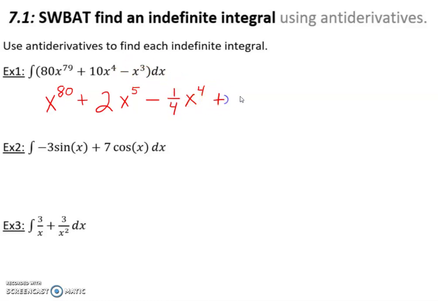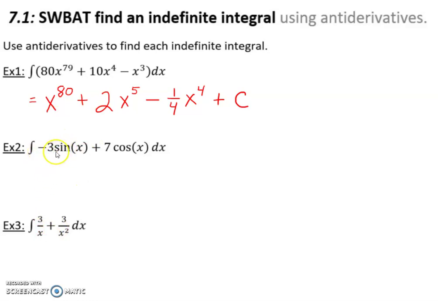All indefinite integrals, we put a plus c at the end because there could have been a constant that when derived disappeared. So this is our integral. You can check it, of course, by deriving what we got to make sure that it comes out to the same thing as what we started with.